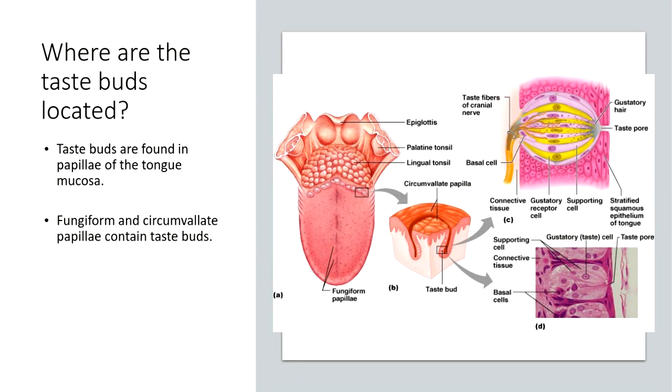So the taste buds are found in the papilla of the tongue, okay? And the ones that do have the taste buds are the fungiform and the circumvallate papilla. Okay, so the filiform does not have the taste buds.